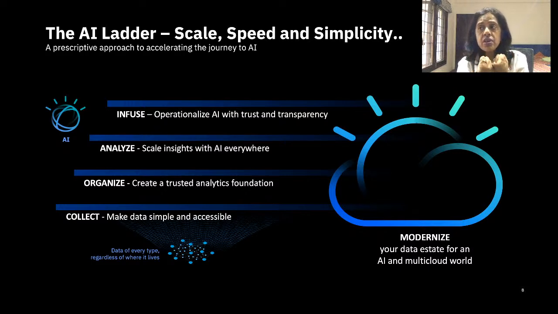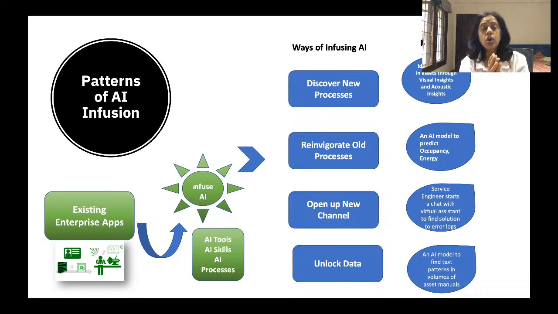Infusion is when you create a new process, you have understood how AI will solve it, and you are able to embed it in some of your existing applications or your business process. When I say embed, it starts working with you in your system. You start understanding, and people start deriving value from it. I'll explain it a bit more in the next slide, which talks about the patterns of AI infusion.